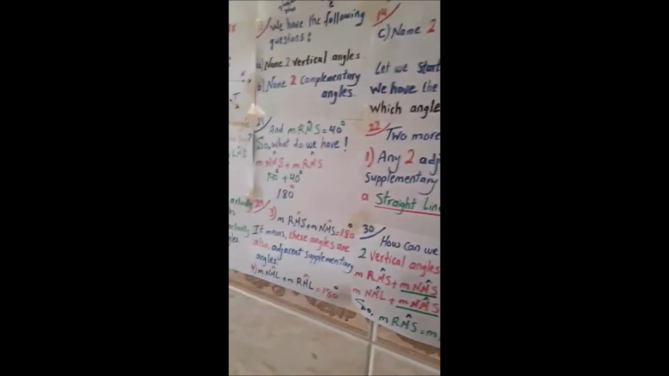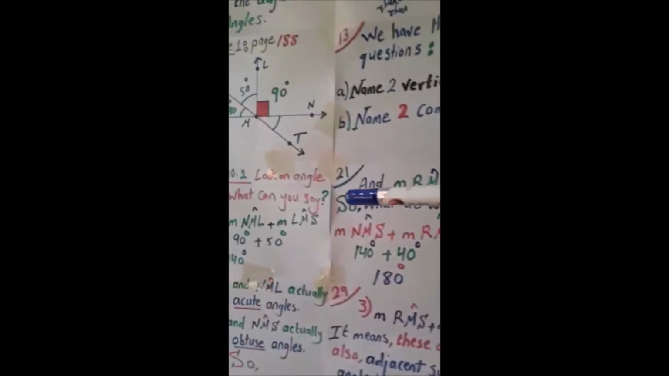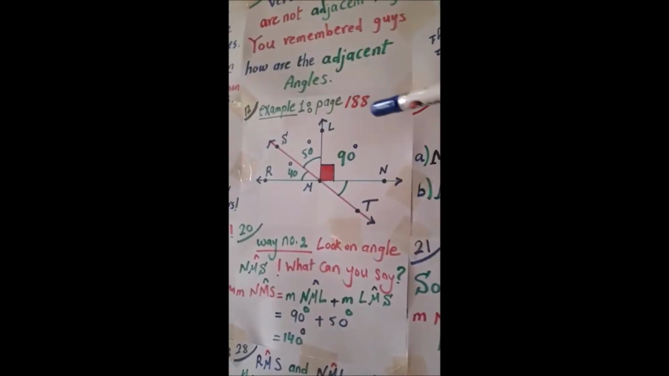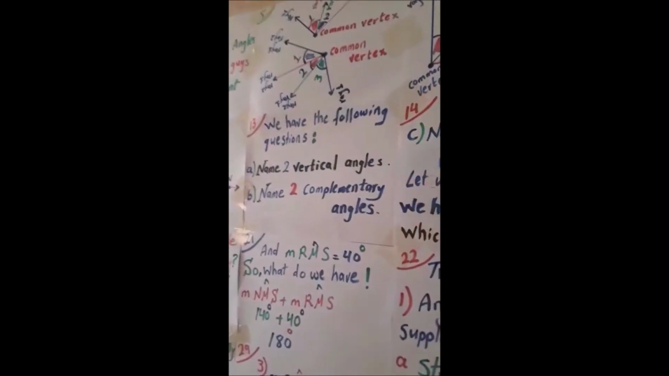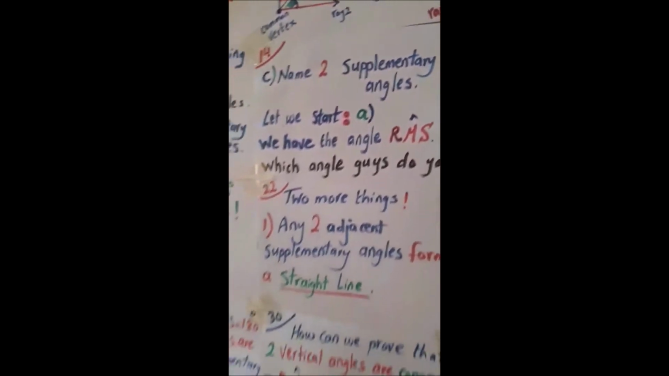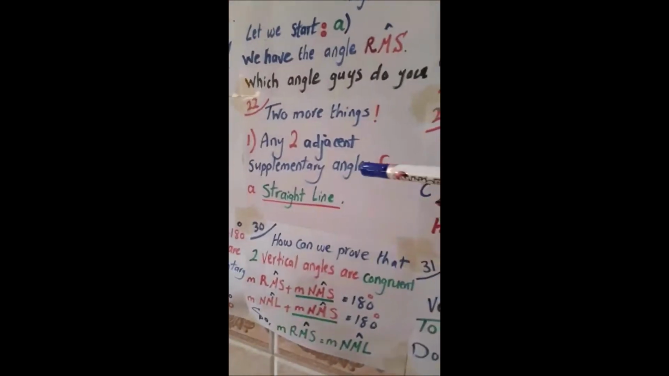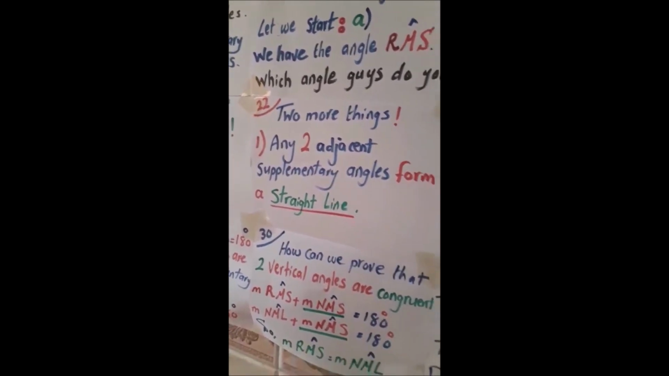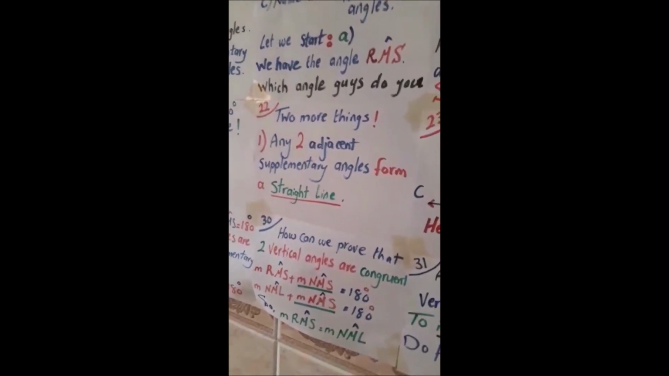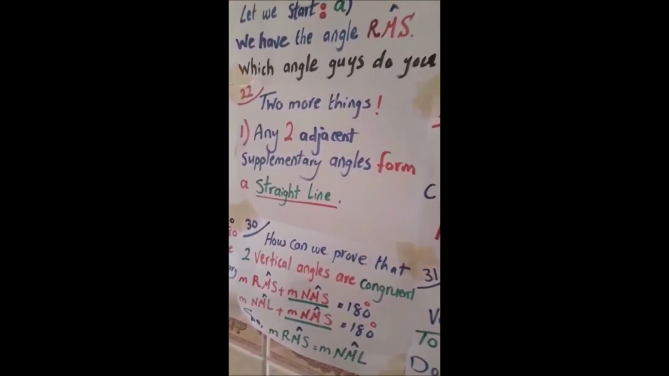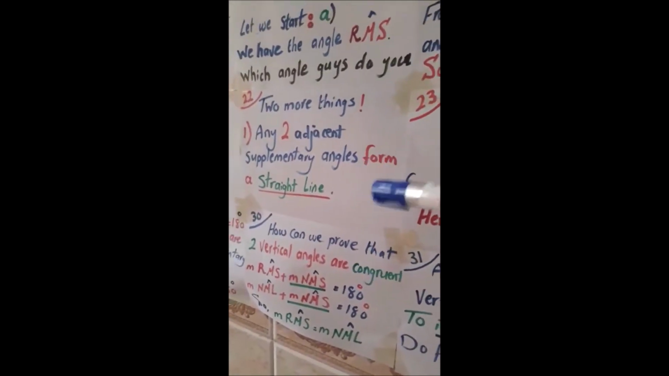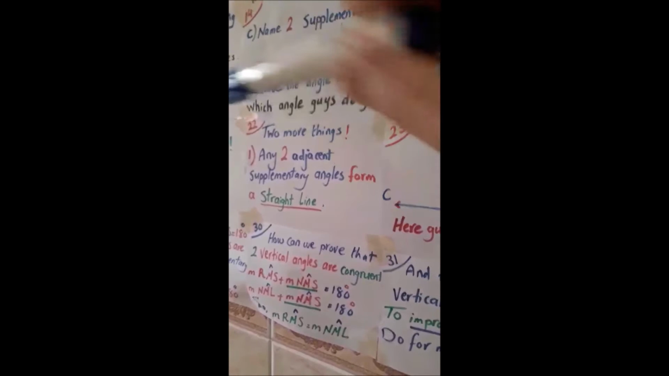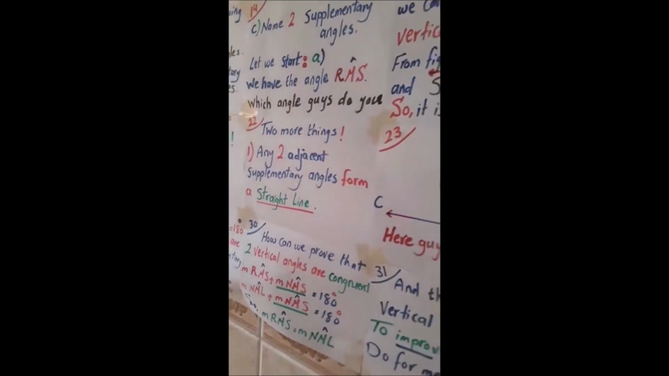After we finish and answer this example, example 1 on page 188, we answered three questions: name 2 vertical angles, name 2 complementary angles, and name 2 supplementary angles. As you see here, we have 2 more important things. Number 1, any 2 adjacent supplementary angles form a straight line, and for a straight angle, the measure will be 180.